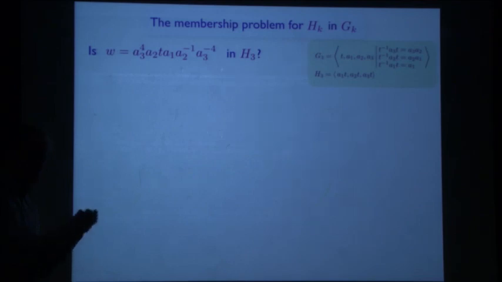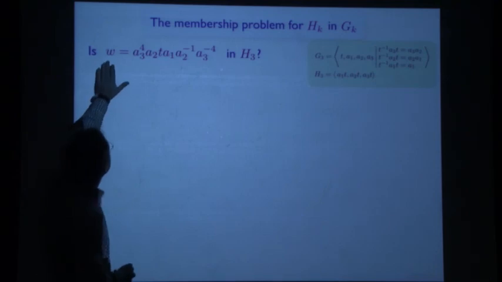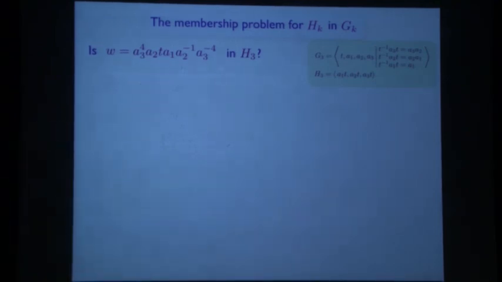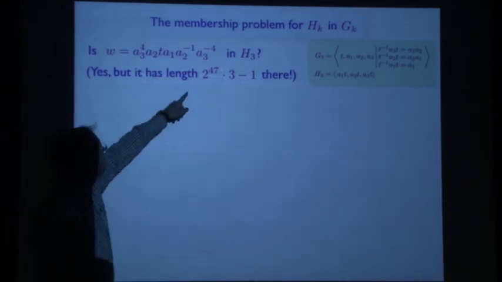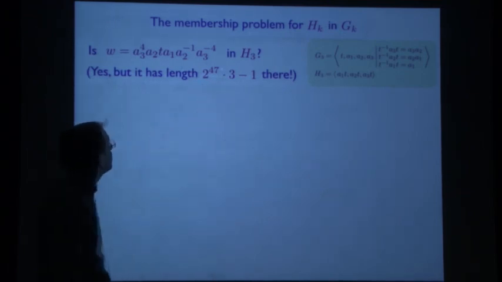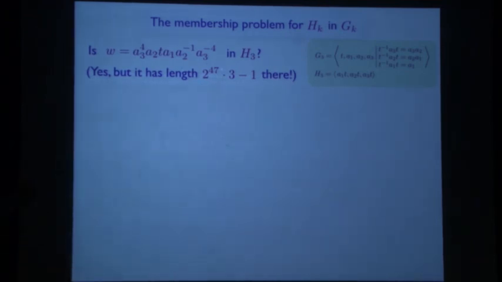Okay, so let me finish with one final example which shows how being able to compute with these psi functions, in the same way as I should explain we could compute with the Ackermann functions, suffices to solve the membership problem, again via an example. So take w to be this word. Is that an element of H_3? Well, actually, yes, it is. I can tell you, but its length there is 2 to the 47 times 3 minus 1, because it's actually one of the words of the form I was drawing diagrams for earlier. So we definitely don't want to write it down.